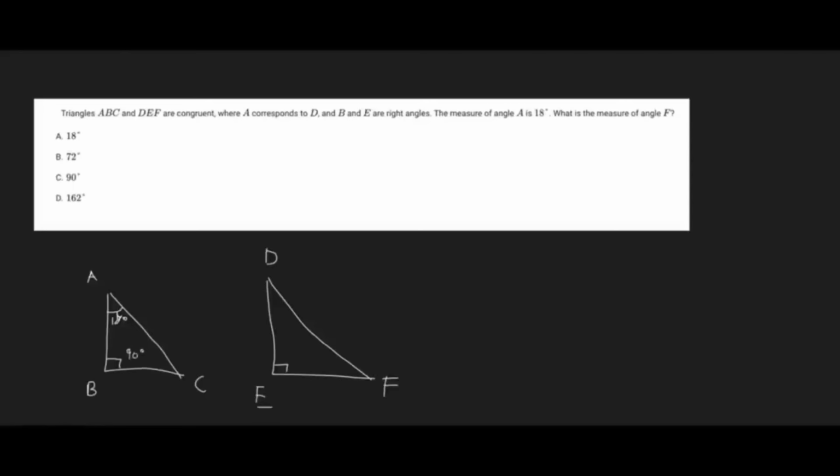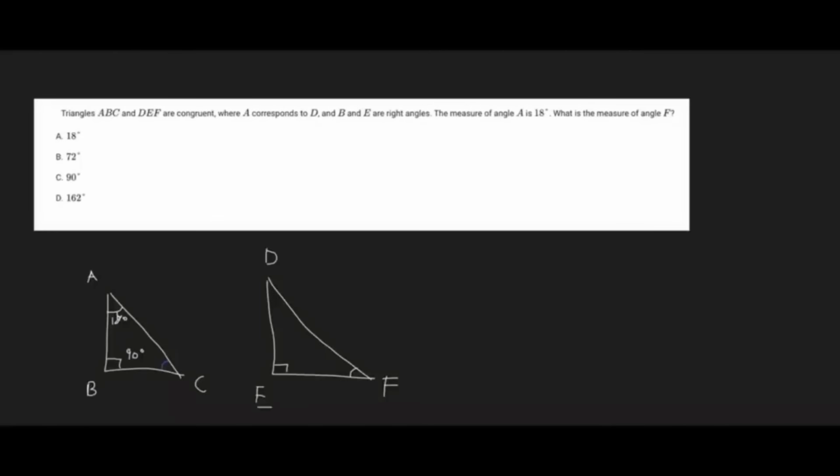And so they want us to find the measure of angle F, and angle F is in the other triangle. But since we know they're congruent triangles, we know that their corresponding angles are going to be the same. Not only are they similar in terms of side lengths, but they're also going to have the same angle measures.